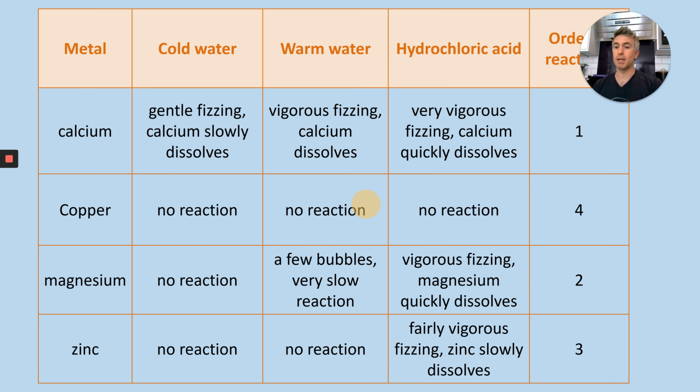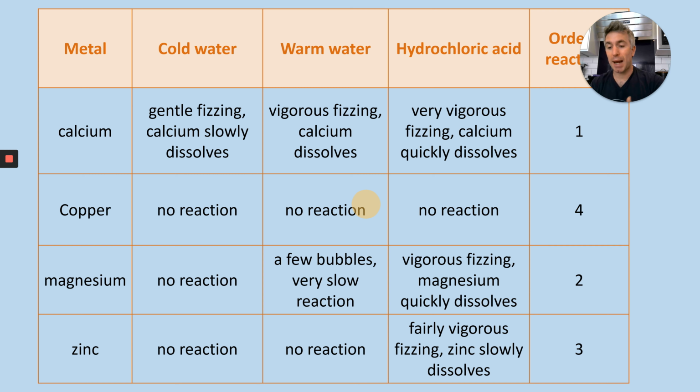Okay, now you've watched the videos, hopefully you can fill in your table, and it should look something like this. So you notice for calcium, we had already filled in the last column. It was very vigorous fizzing. You put it with acid, it fizzes very violently, and the calcium disappears, almost dissolves very quickly. So if you add warm water, it's going to be less of a reaction, a slower reaction. So there is vigorous fizzing, just not very vigorous fizzing, and the calcium dissolves, but maybe not very quickly. If you do it with cold water, it's a gentle fizzing. The calcium slowly dissolves. We filled in the copper, no reaction for everything.